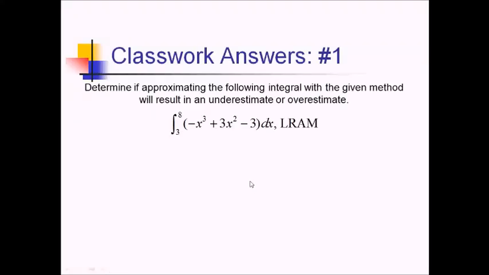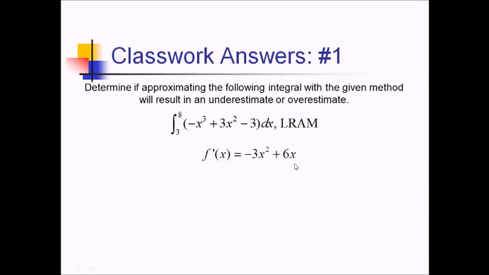For this problem, we want to figure out if approximating this integral with LRAM is going to give us an over or underestimate. To figure this out, we need to figure out if this is an increasing or decreasing function on the interval from 3 to 8. To do that, we take the first derivative. That'll be negative 3x squared plus 6x.